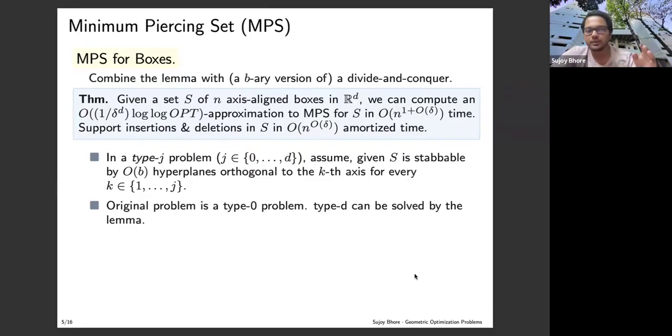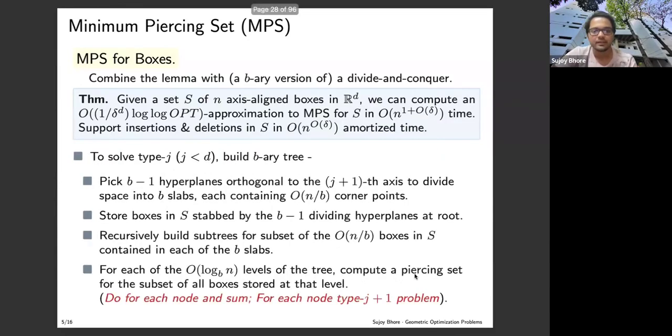Now, the original problem that we are starting with is a type 0 problem, and the type D problem is something that I have already described in the previous lemma. So what we are going to do is to solve all the other type J problems, which are smaller than D. We are going to build this B-ary tree.